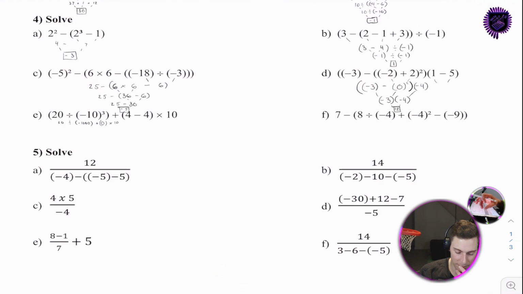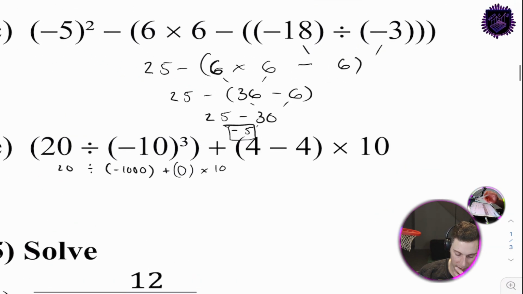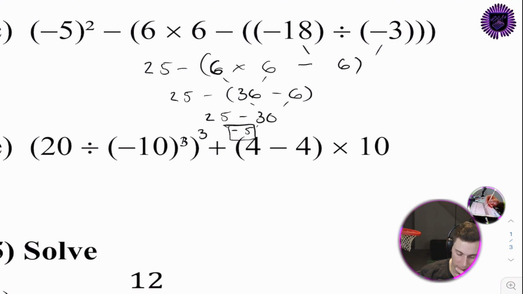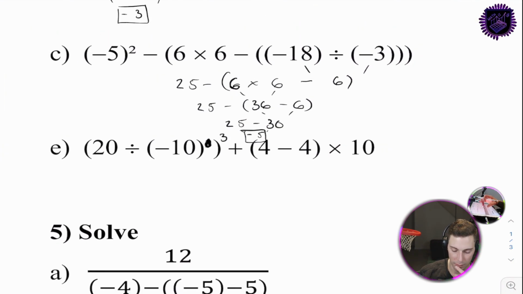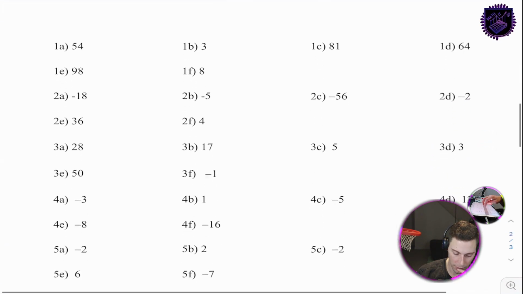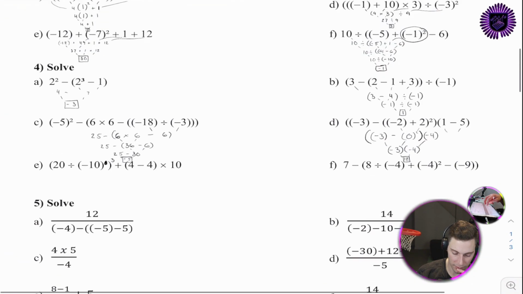Now, you know what I did? This 3 should be outside of this bracket here. Let's do that one, because I bet the answer is going to be that in the bottom. What 4e? 4e, negative 8.